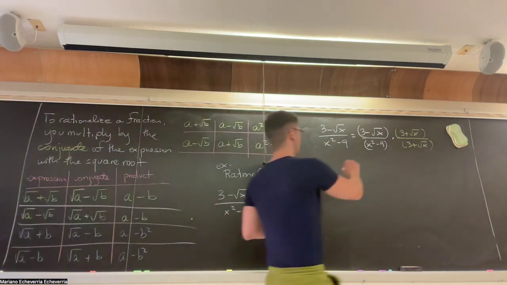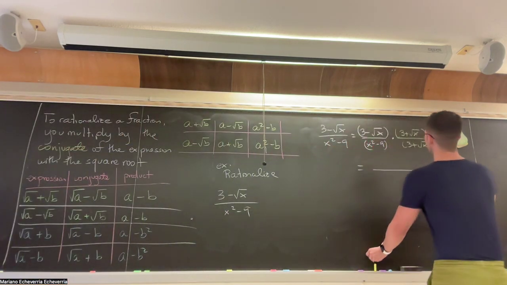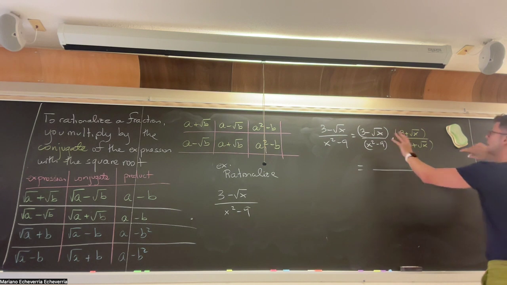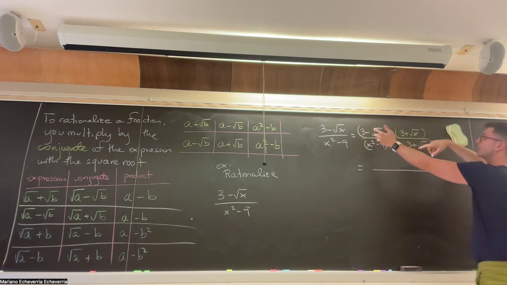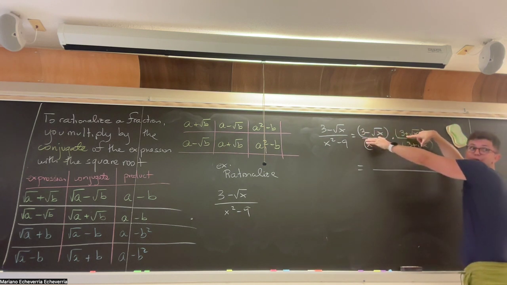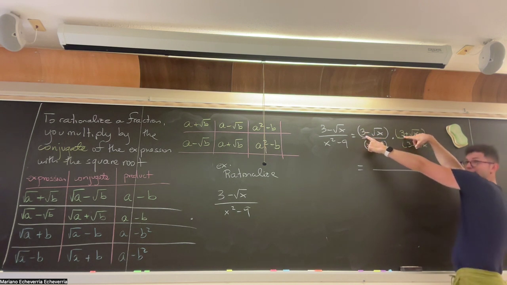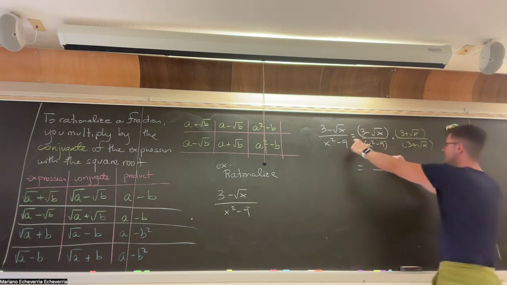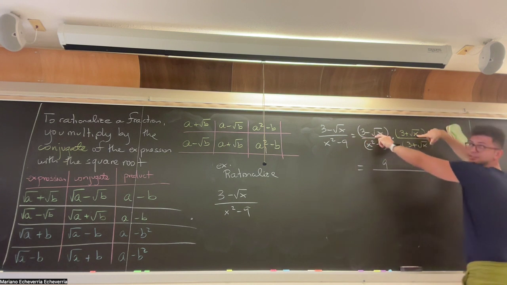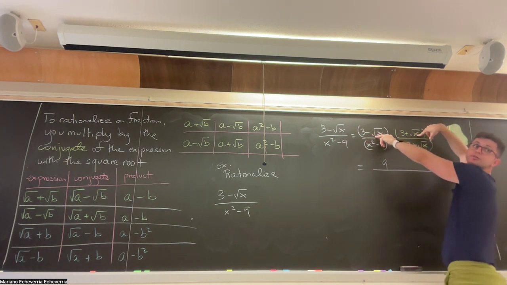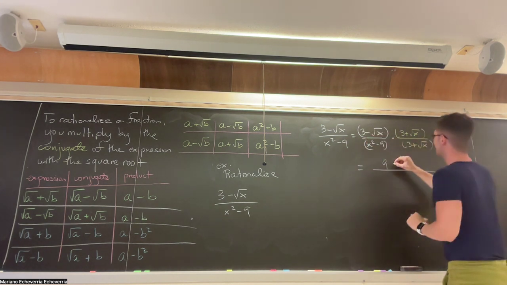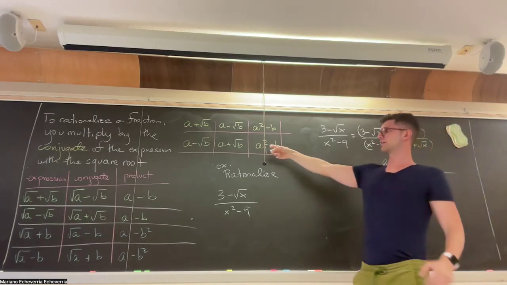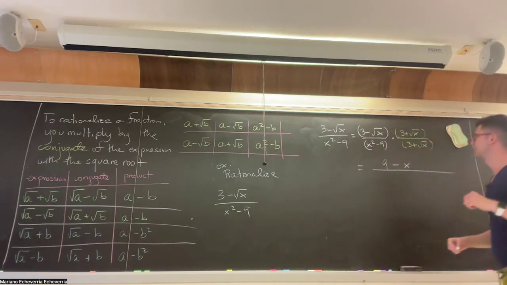And then what the formula says is that when you do the product now in the numerator, this is the difference of squares formula. So you take the square of the first term, the square of 3 is just 9, and you subtract the square of the second term, the square of root of x is x. So you get 9 minus x here.